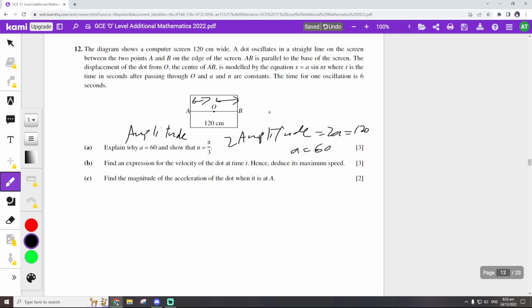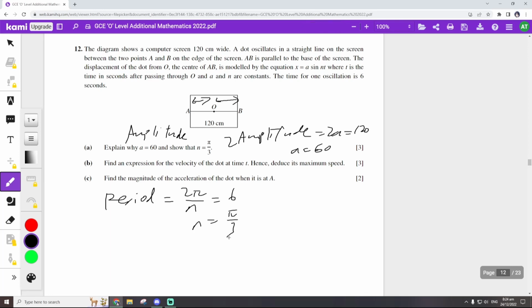Okay. So we know that the period of the standard sine function is 2 pi. So I know that the period of the oscillation is actually 2 pi divided by n, right? Which is 6, and therefore we can solve for n. n divided by 2 pi is 1 over 6. So you get n equals pi over 3.